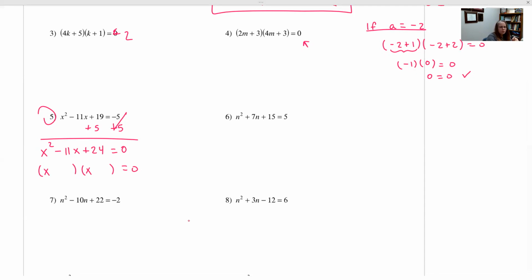Then I need to know what signs I am going to put inside my parentheses. Well, I look right here at that 24 and it's positive. That means I have the same signs down here in my parentheses. This negative 11 tells me that those same signs are minus.